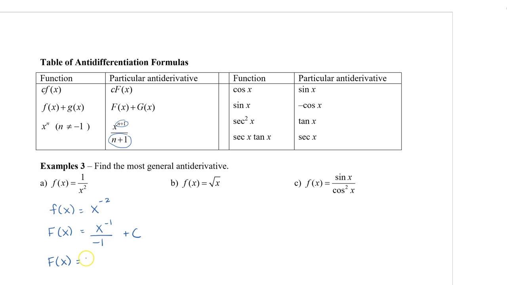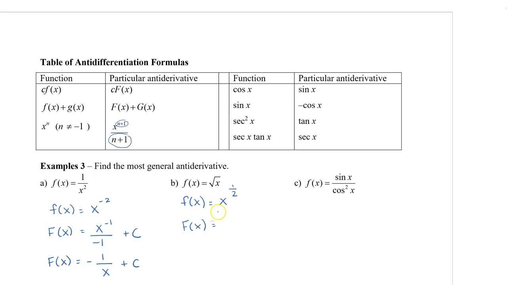And to write it out a little bit nicer, the whole fraction is negative, and the x to the negative 1 means that we're going to rewrite this as 1 over x, and then plus c. The second one, I'm going to do something similar. So instead of having it as root x, I'm going to rewrite it as an exponent to the power of half.